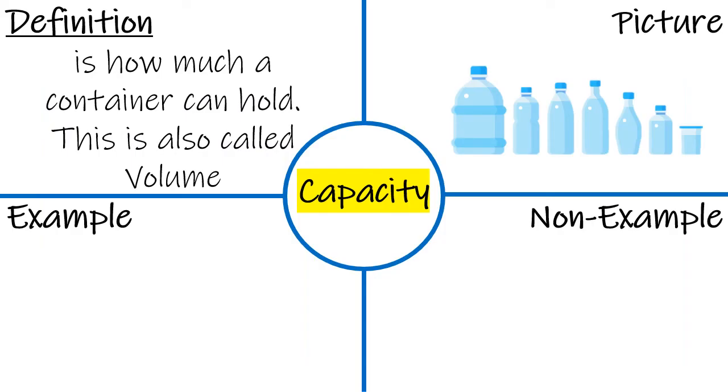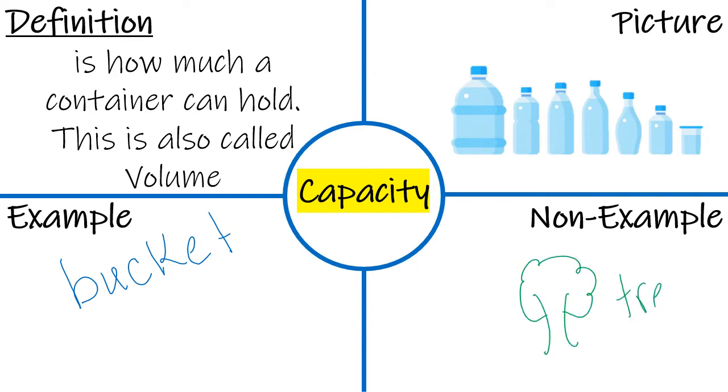Okay, so we're going to take a look at some examples of these different vocabulary words that we just covered. The first is capacity. That's your yellow word in the middle, and that is how much a container can hold. It's also called volume. So an example of something that has capacity might be a bucket. That can certainly hold something. A non-example might be, let's say, a tree. A tree does not have capacity because it doesn't hold anything. It's just a solid object.